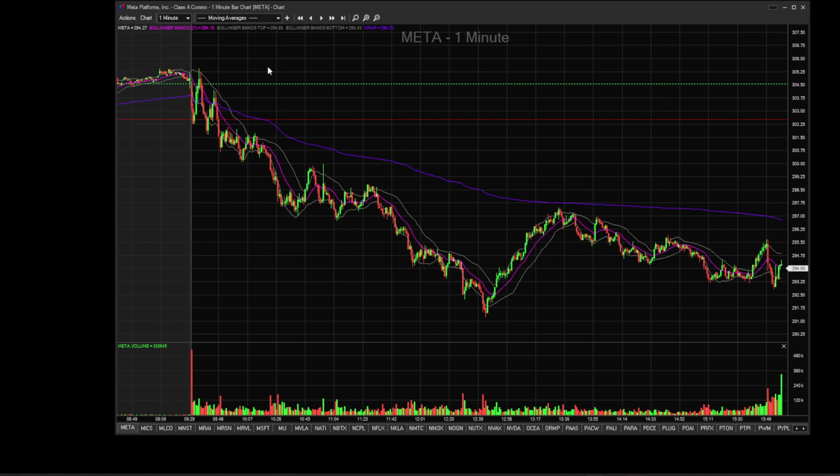Now, on the chart, I have Meta, the stock META. And what I want to draw your attention to are the lines that are appearing on this chart. The first two lines, this green line and this red line: the green line is showing me the opening price of the session, and the red line is showing me the closing price of the session.